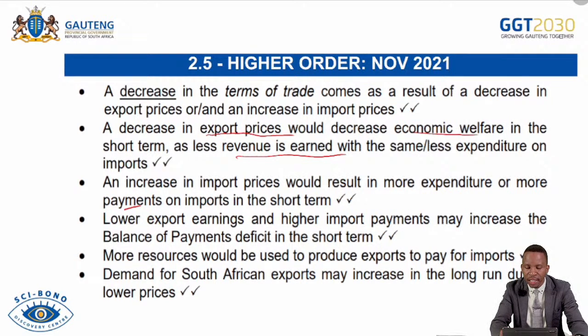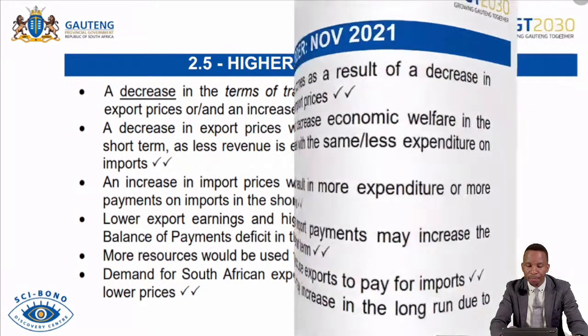Lower export earnings and higher import payments may increase the balance of payments deficit in the short term. More resources will be used to produce exports to pay for imports, and demand for South African exports may increase in the long run due to lower prices, because our terms of trade have been lowered.